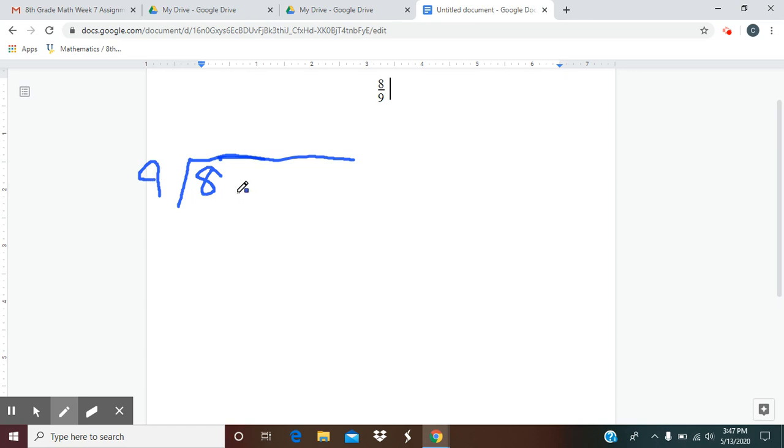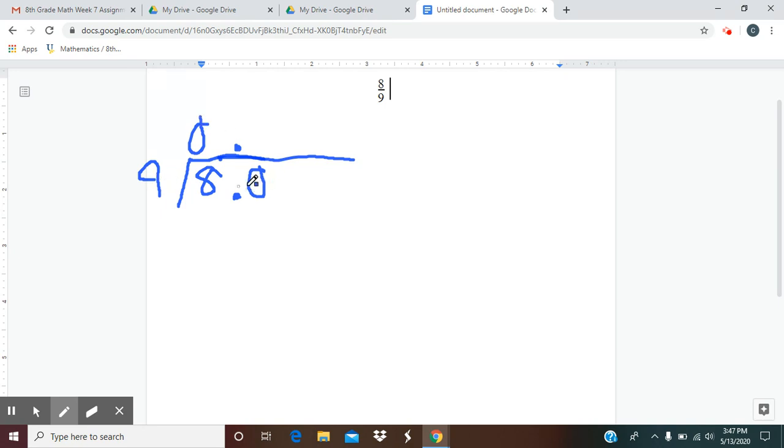All right, so now let's get started on this one. So what we're going to do here is 9 cannot go into 8, so we're going to go ahead and do our trick where we add the decimal and add a 0. I'm going to go ahead and put my 0 up here for my placeholder.